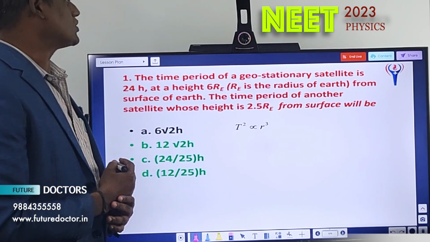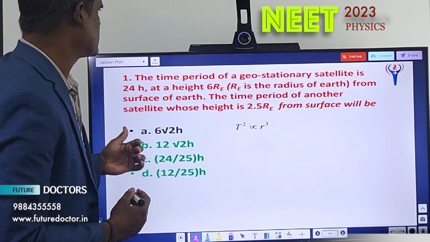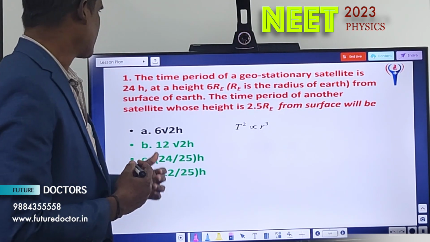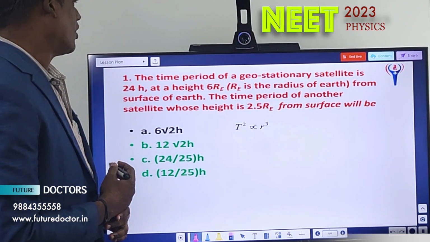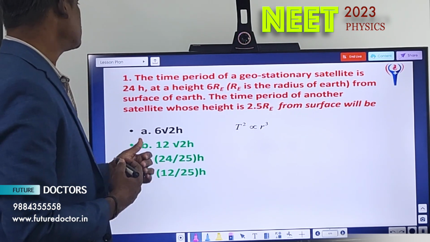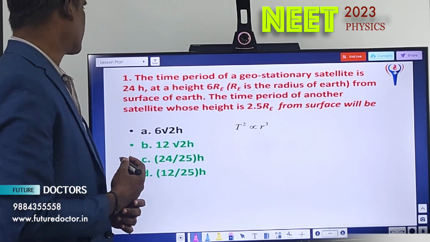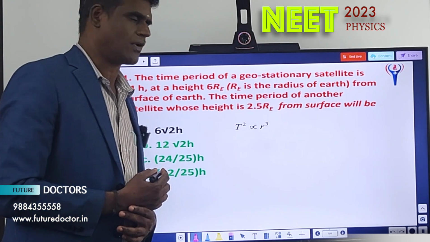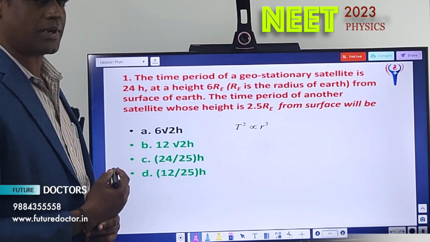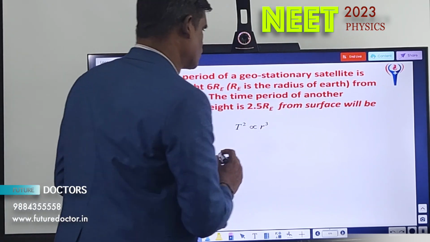The time period of a geostationary satellite is 24 hours at a height of 6 RE, where RE is the radius of Earth from the surface of Earth. The time period of another satellite whose height is 2.5 RE from the surface will be dash. Here, two cases are there.